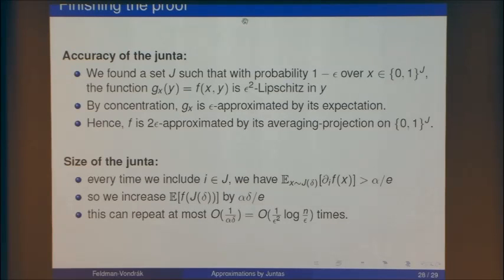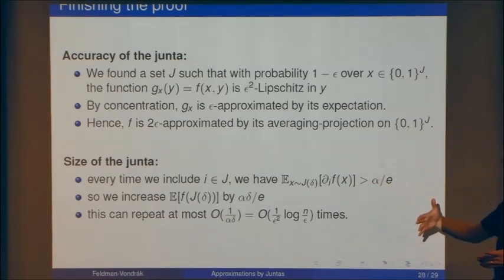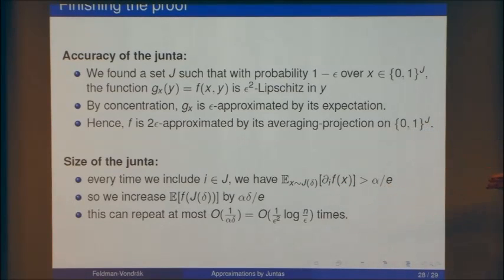And the size of the junta is actually quite simple to bound. So intuitively, it's the same thing. We include only the variables that contribute sufficiently enough to the current set. So the expectation of a certain set keeps increasing every time we include something. We cannot increase too many times. And it's 1 over epsilon squared.